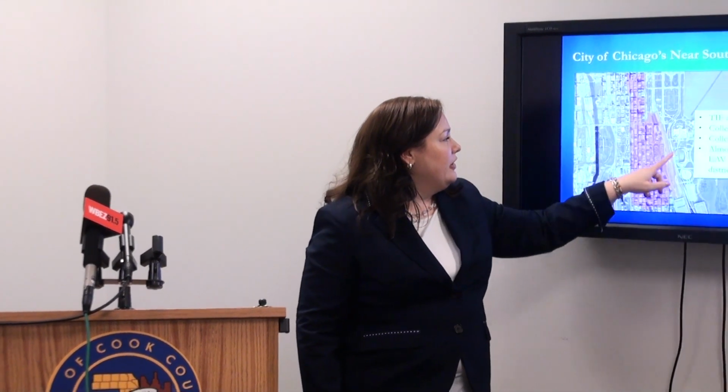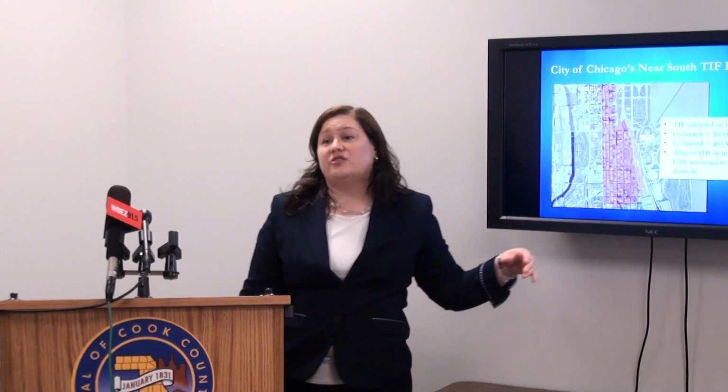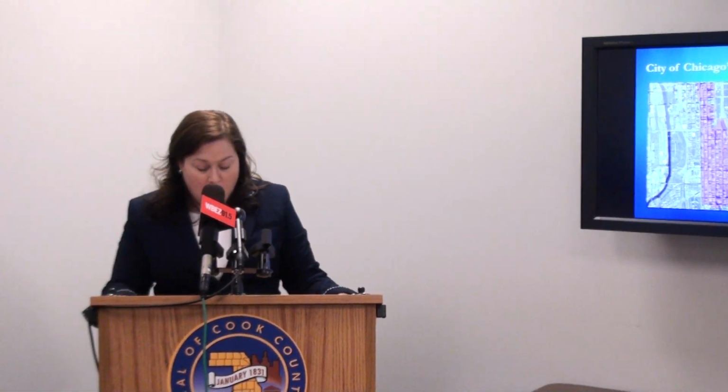This is Congress Parkway here. We've got the lake over here, we've got Soldier Field here. It's about 350 acres in total. In 1990, when the TIF was first established by the city of Chicago, the value of the property within this TIF was about $128 million. Over the course of this TIF's life, it grew in value to $1.1 billion, leaving about $1 billion in growth of EAV that was unavailable to the taxing districts for their tax base over the years.